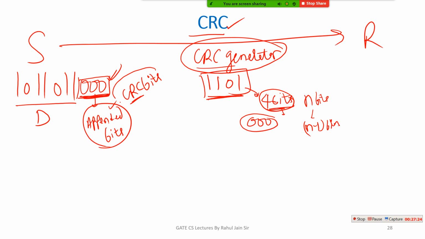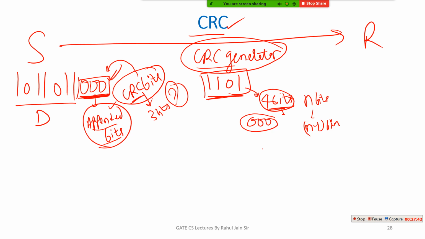But the question here is how to calculate the CRC bits. CRC bits are calculated using the XOR operation. Using the XOR operation, I will calculate CRC bits. Now Soumya and other candidates who got stuck previously, please focus very clearly here.